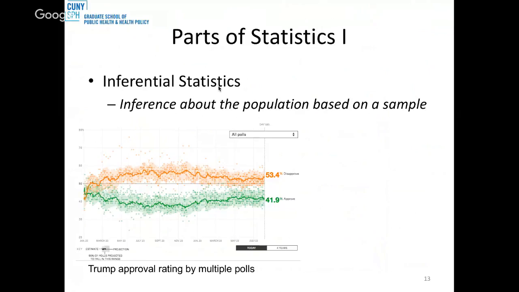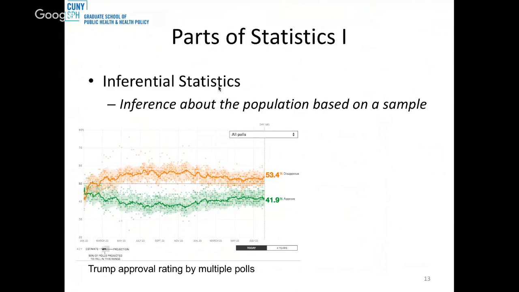Inferential statistics, where we actually make inference about the population. This is a nice example. It's, I would say, a combination of exploratory and inferential statistics. This is a plot that I find interesting to check back on every now and then, the popularity of Trump by multiple polls on the 538 webpage.